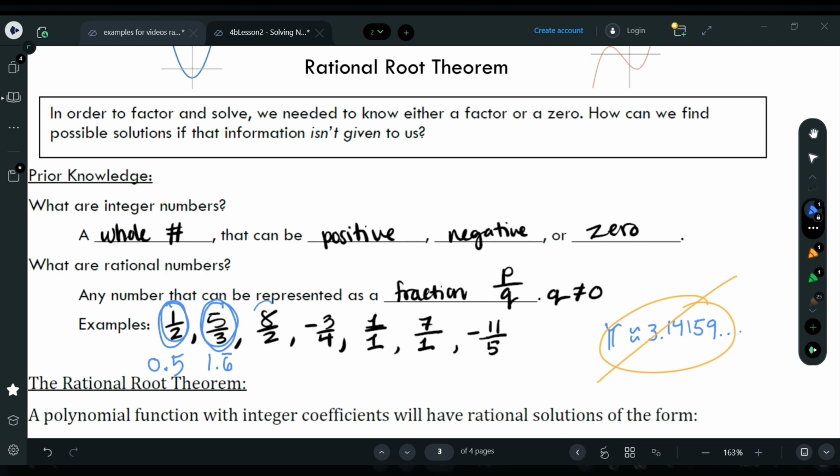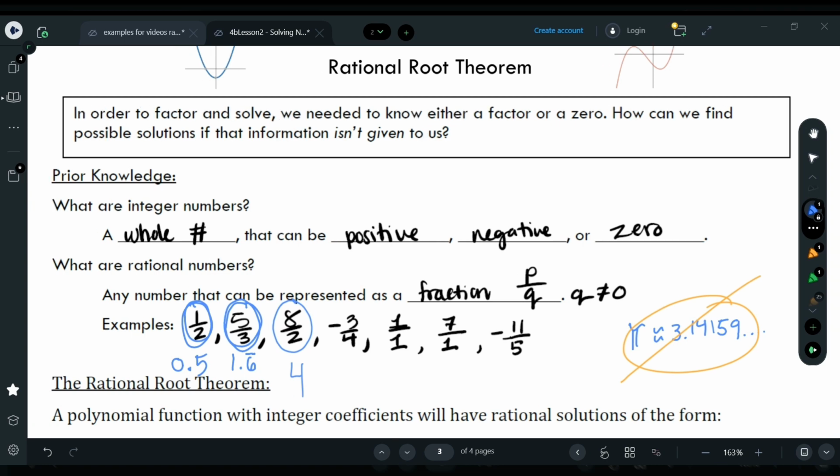Hey, what's the decimal value here for 8 over 2? 8 divided by 2 actually simplifies to 4, a whole number, an integer. So take a look here. 4, which is an integer, is also a rational number. So what we're seeing here is that any integer is also considered a rational number. Okay, so that's that. Integers, rational numbers.